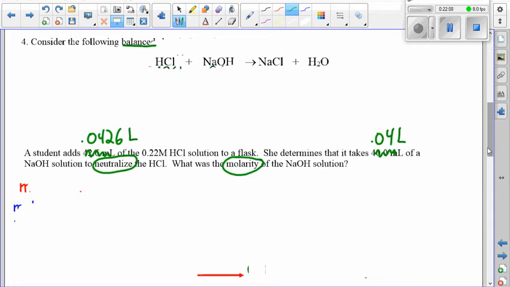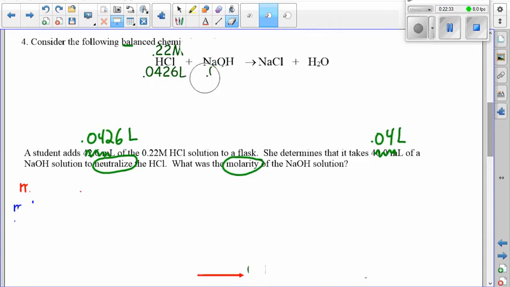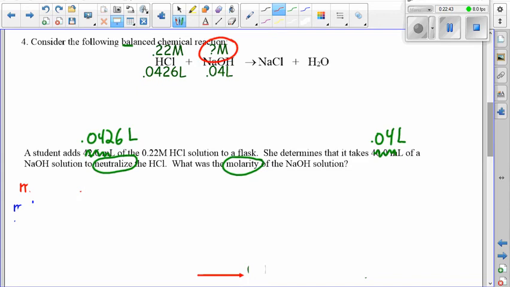Let me break down everything I have, and you'll notice I do this on the answer key. You don't have to do it just like I do, but I write down my molarity and my volume for everything in the reaction. We're told I have 0.0426 liters of hydrochloric acid, and that concentration is 0.22. We're also told we use 0.04 liters of NaOH, but this concentration, that's what we don't know. So I put a little question mark next to it. That's what we're being asked about.